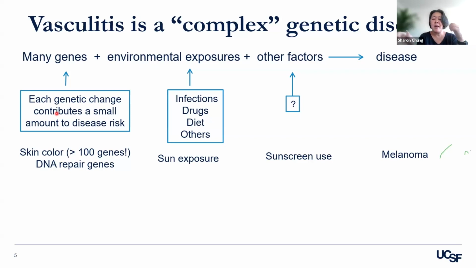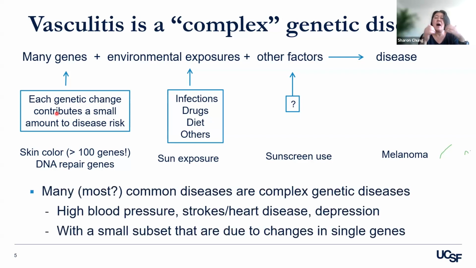Now, many of the common diseases we think about, if not most of the common diseases we think about, are complex genetic diseases. So, for example, high blood pressure, strokes, cardiovascular disease, depression, and others are diseases where lots of different genes are involved, as well as environmental exposures and other factors.